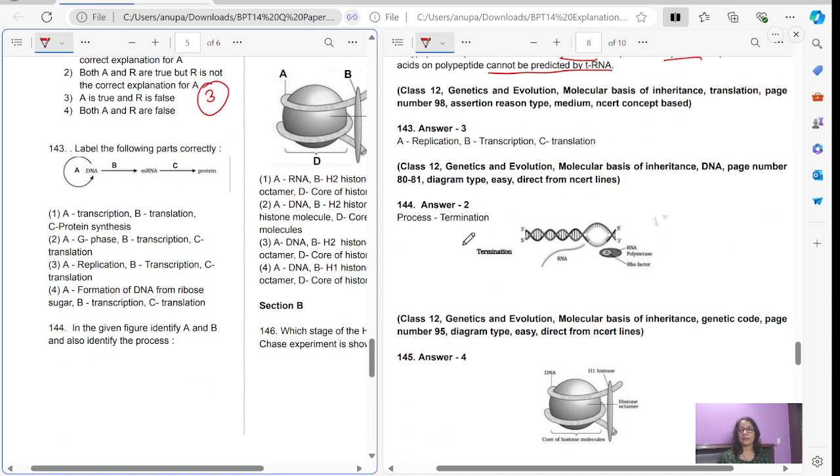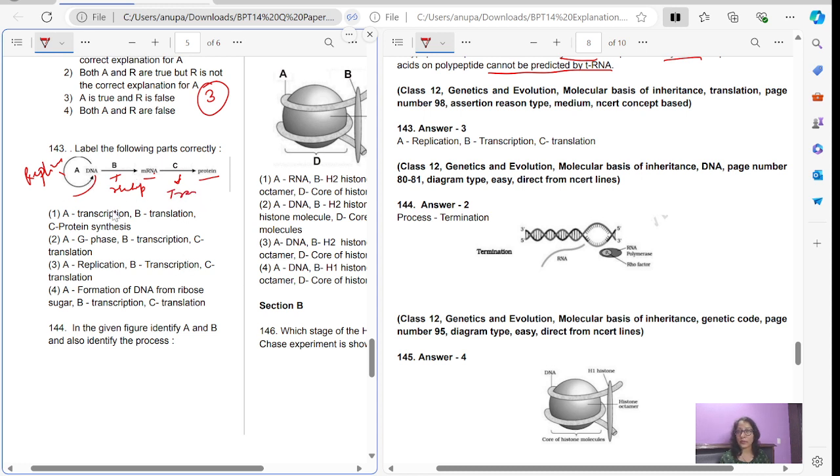Next question is a diagram based question. Here a diagram is given and we have to find out A, B and C. Here this diagram shows that DNA is forming DNA. So this process is known as replication. So A will be replication. Here from DNA, messenger RNA is synthesizing, so this process is known as transcription. And messenger RNA is synthesizing protein, and this process is known as translation.